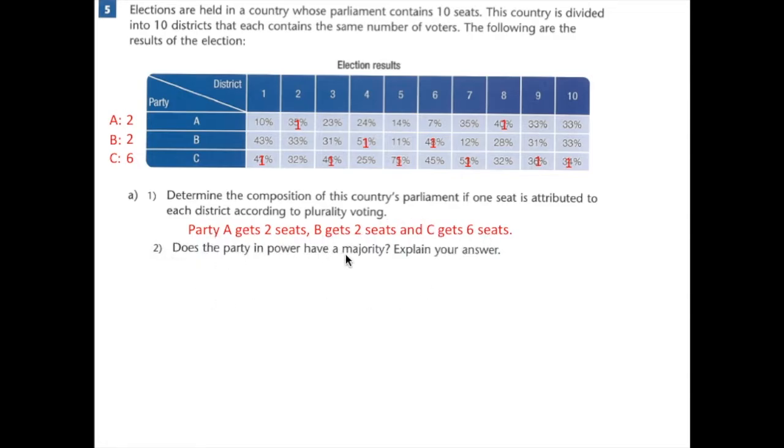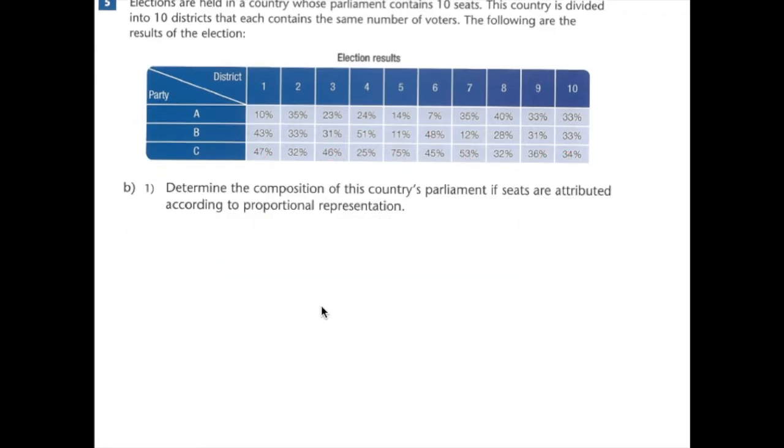2. Does the party in power have a majority? Explain your answer. In this case, we're talking about a majority of the seats. The party in power has 6 out of 10 seats, so that's 60%, so yes, they have a majority. For part B, determine the composition of this country's parliament if the seats are attributed according to proportional representation.